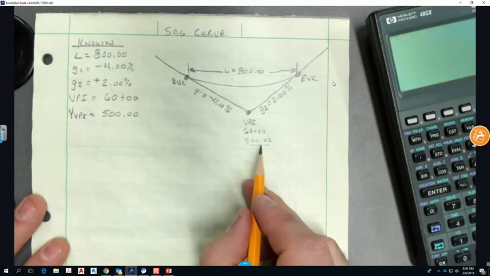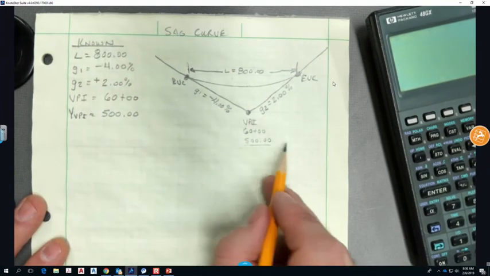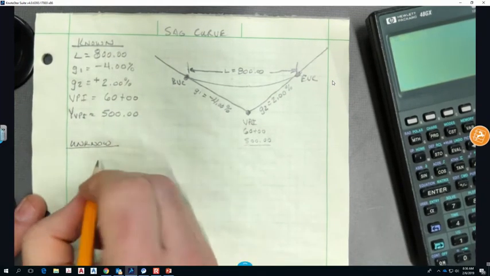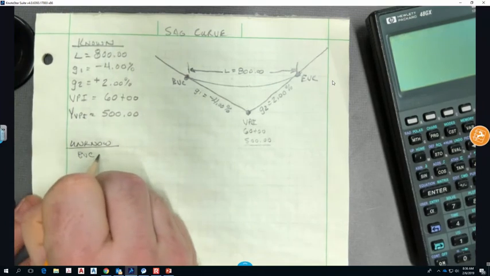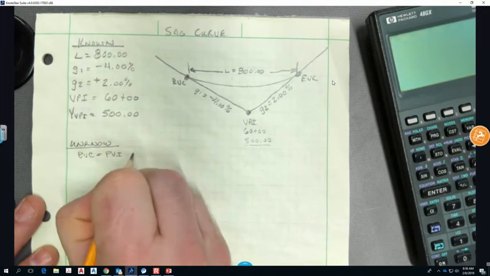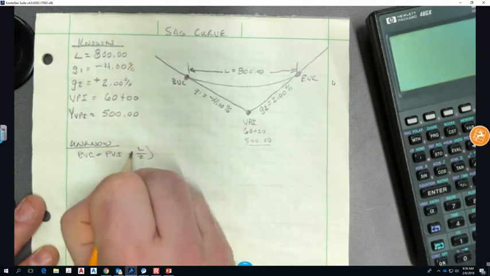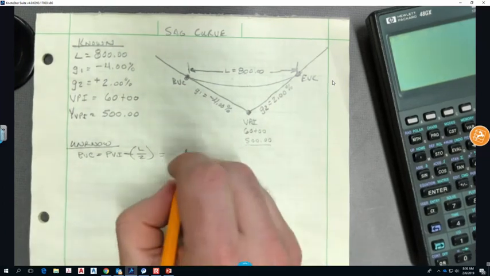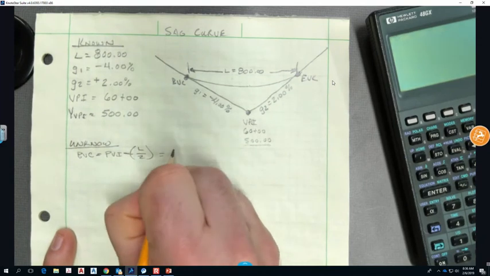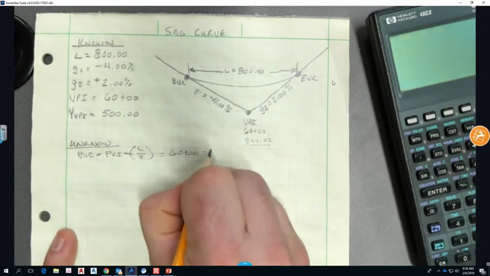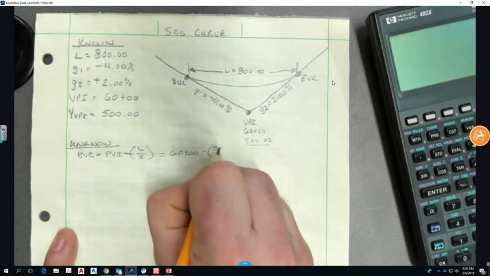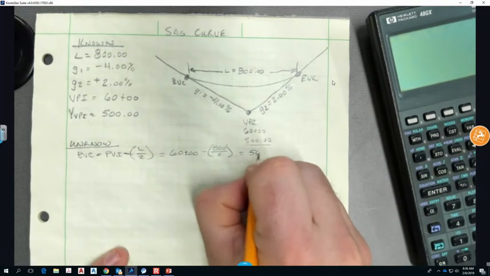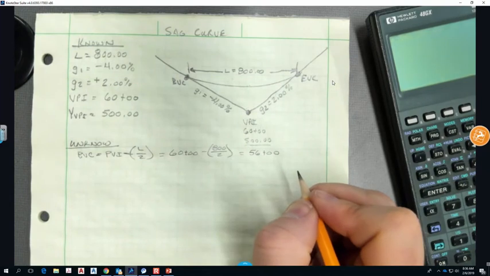Okay, so let's go with our unknowns then. We'll figure all those out. We want to find the BVC station first, and that's PVI minus L over 2. Can anybody give me what that station is? L is 800. What is the station? 56 plus 00.